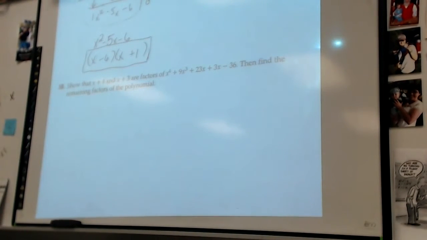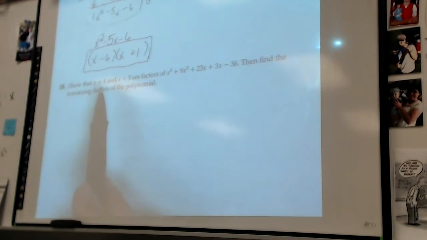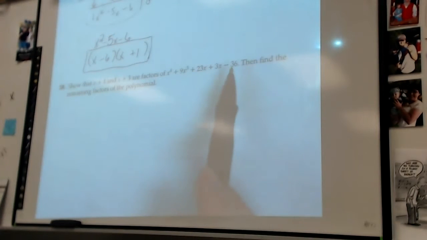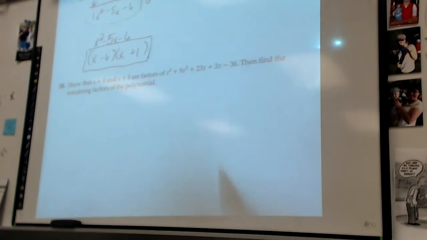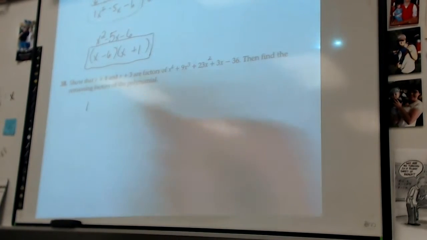So we're given 2 factors now. It doesn't matter which one you start with. I'm going to start with x plus 4. I'm going to prove it first. So do I have any missing terms? This is supposed to be squared, by the way. Sorry. I had to look that up in the book this morning. That's a typo on the publisher's part. So now do I have any missing terms? No. So 1, 9, 23, 3, negative 36.